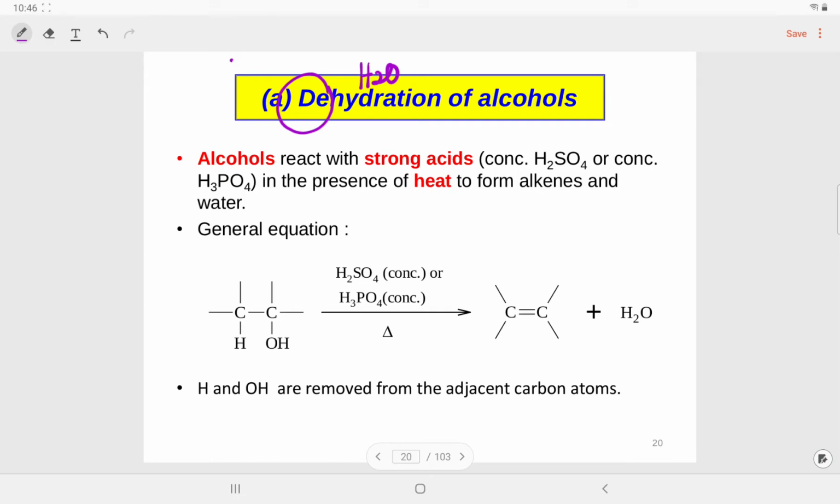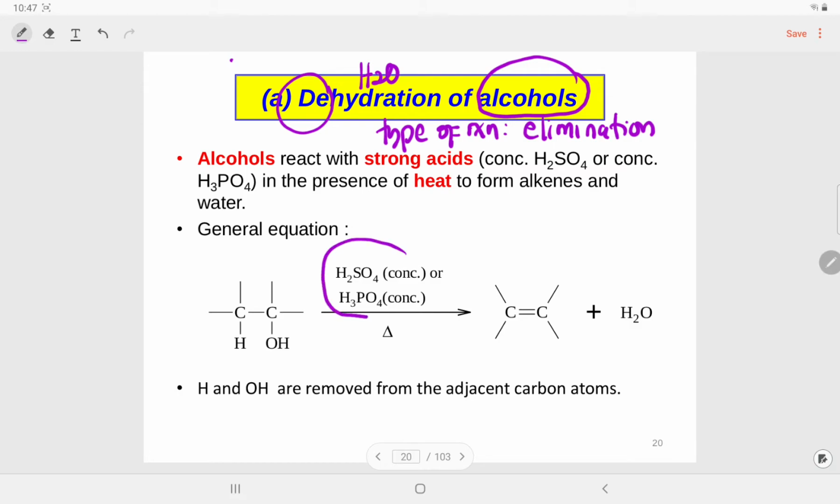So the type of reaction must be an elimination reaction, and the specific reaction, according to the name, is dehydration. The compound used as your reactant is the alcohol. We recall that this happens using a strong acid, which is concentrated sulfuric acid or concentrated phosphoric acid, under heating. So we eliminate one molecule of water and finalize the formation of the carbon-carbon double bond.